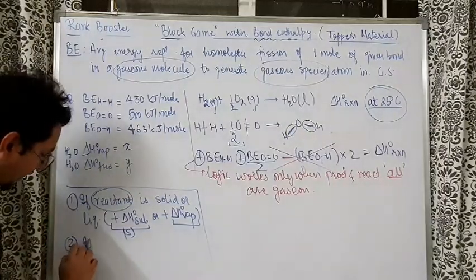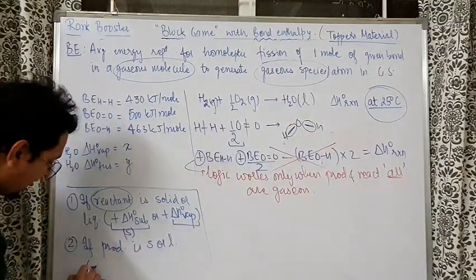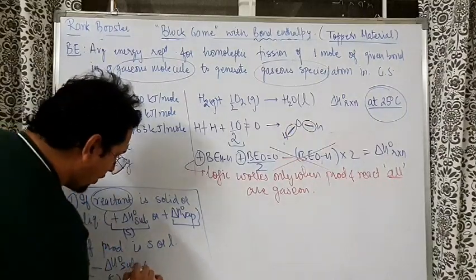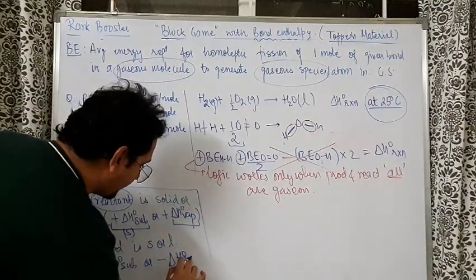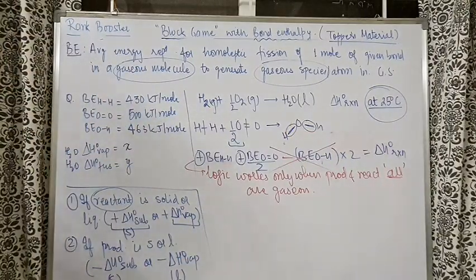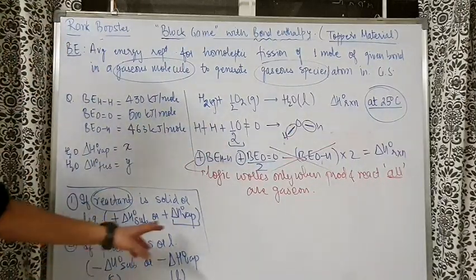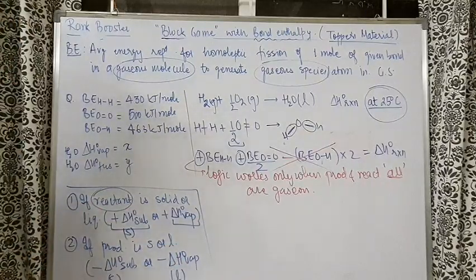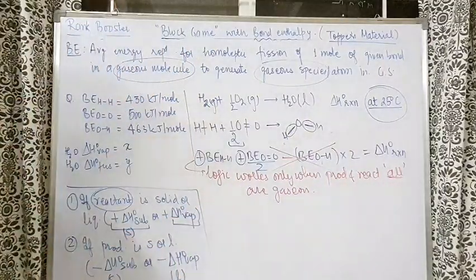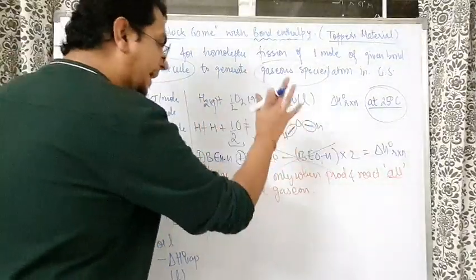Number two, if the product is solid or liquid, then subtract enthalpy of sublimation if it is solid, and subtract enthalpy of vaporization if it is liquid. So if the product is solid, minus enthalpy of sublimation. If it is liquid, then minus enthalpy of vaporization. What does it mean? Sir, if the enthalpy of sublimation or vaporization is given as negative, it will not be given as negative. Even if it is given as negative, don't worry, you have to put the negative value only.